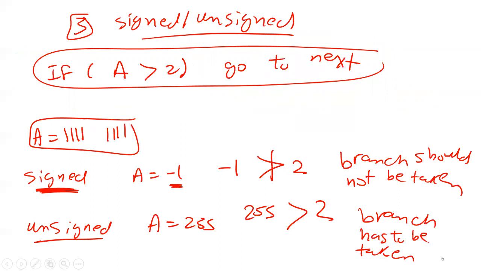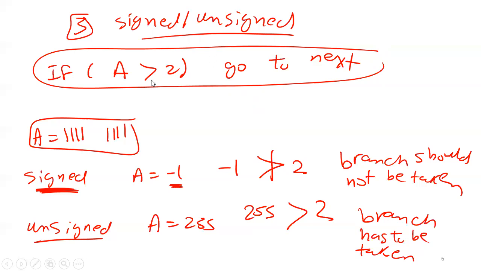For example, if I have something like that, if A greater than 2, then I want to go to next. Okay, guys, again, this is not an instruction. It's just a statement I'm explaining. We are going to do something like that in assembly, but this is not assembly code. But anyway, when I do a comparison like this one, the question is, do you consider register A, the number in A, signed or unsigned?